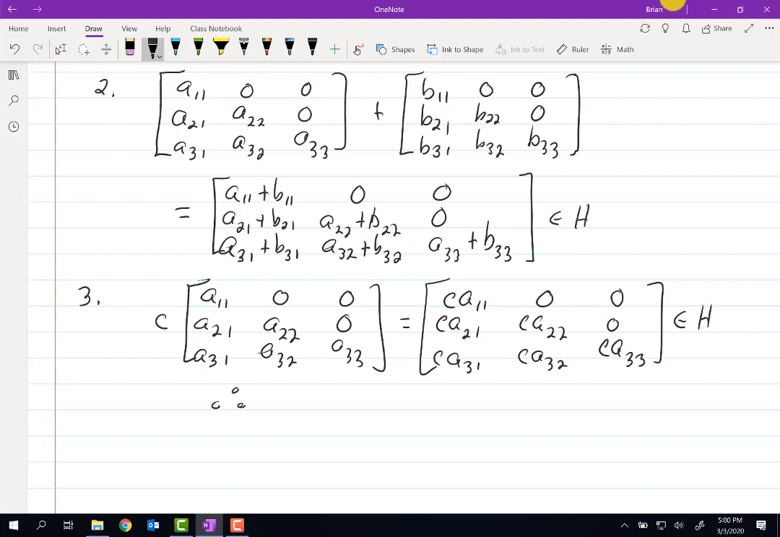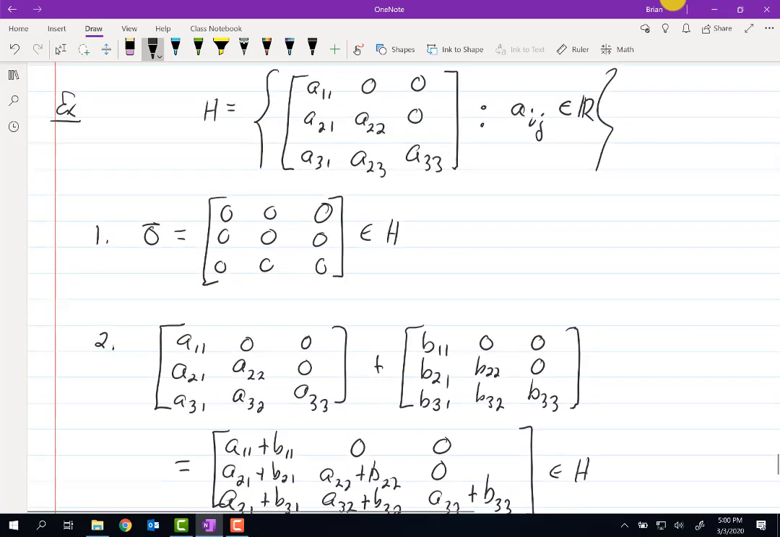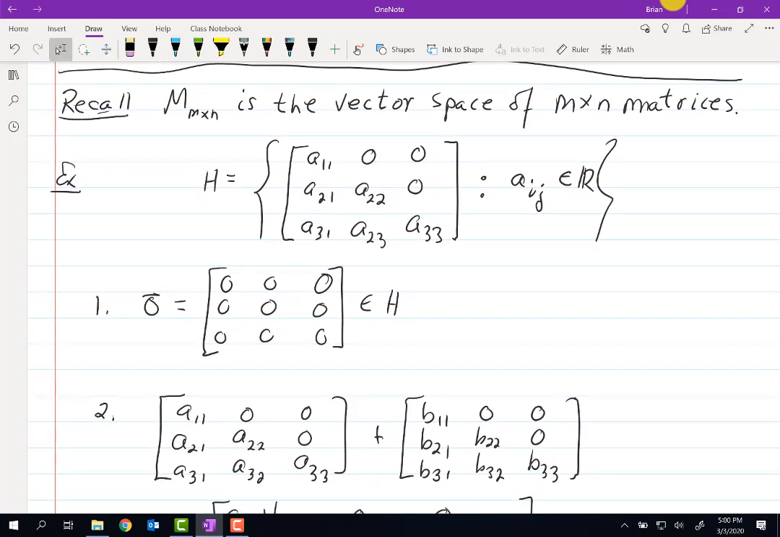Therefore, H is a subspace of M3 by 3. Sometimes they'll just write M sub 3 when they want you to know that the matrices are all square. In fact, you can play games if you want. Nothing that I did here was so extraordinary that you couldn't repeat the process for an upper diagonal matrix.